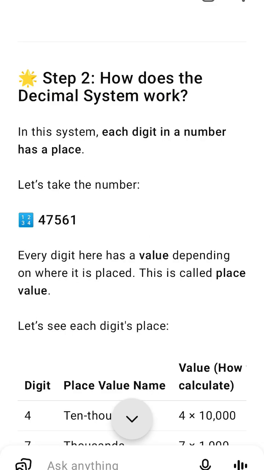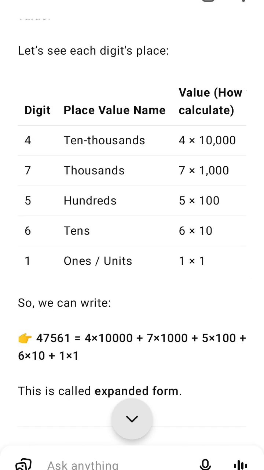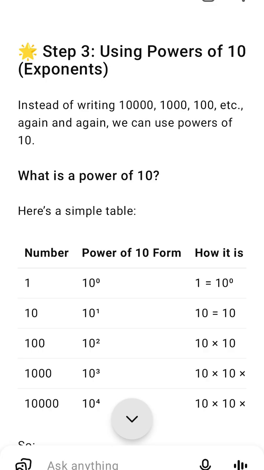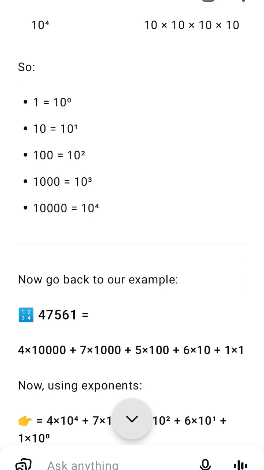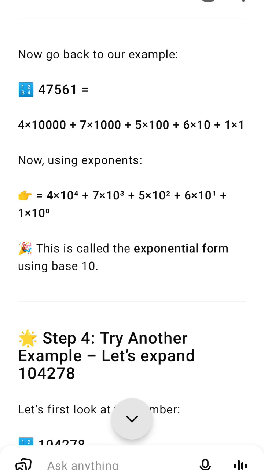Next, step 5, pattern of exponents. If you look carefully, in both 47,561 and 14,278, the powers of 10 start from the highest digit's place and go down by 1. They end with 10 to the power 0, which is 1. This is very important in the decimal system. Each digit's position equals a power of 10. From right to left, exponents go 0, 1, 2, 3, 4.